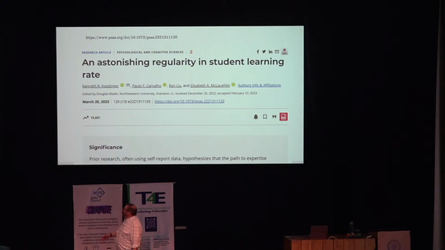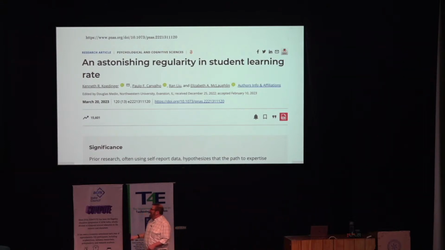My colleague Ken Koedinger and Paulo Carvalho, who's new faculty at CMU in HCI, started going out, and Ken was interested in, we have all this data, can we identify who are the fast learners and who are the slow learners by how they're working through this data? By the headline, you might get, they actually found an astonishing regularity in learning rate. I was astonished when I read this paper, and I got to see it before they were publishing it, and they were actually debating whether to put that word astonishing.